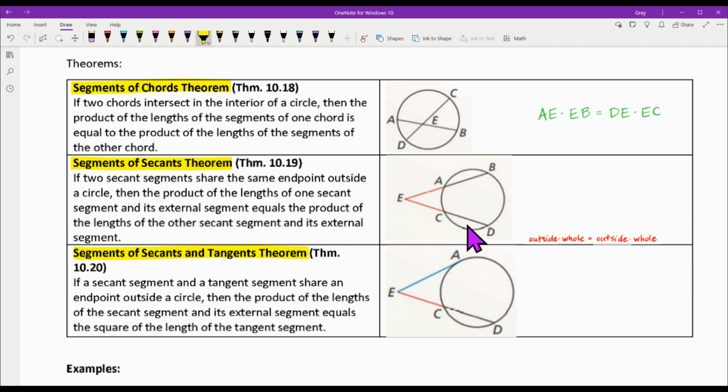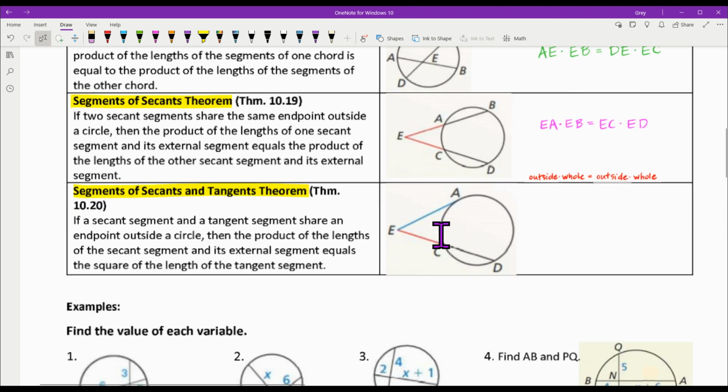So when I have this first picture of two secants, the external segment of the secant is EA. So EA times the whole thing, which is EB, is equal to the outside, which is EC, times the whole thing, which is ED. So outside times the whole thing equals outside times the whole thing.